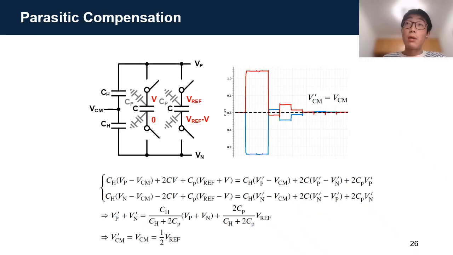And this common mode effect can be compensated by introducing an additional capacitor. For this capacitor, the top plate is always connected to the reference voltage, while the bottom plate participates in the pre-charge sharing process. And in this way, the parasitic charge becomes perfectly matched, ensuring the common mode voltage remains fixed.